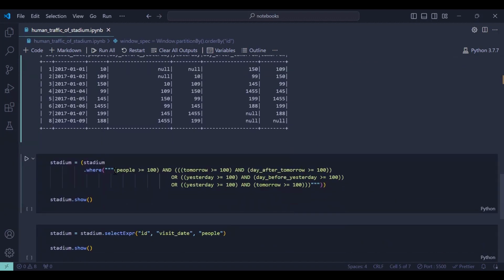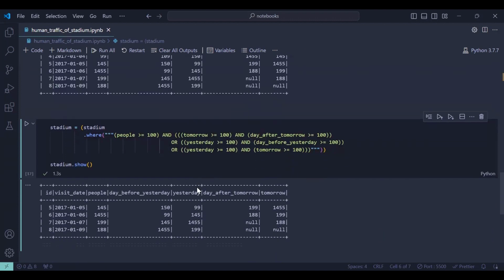So this is the where condition. The first thing we have to check is that the number of people has to be greater than 100. Today has to be greater than or equal to 100. Tomorrow should be greater than or equal to 100 and day after tomorrow greater than or equal to 100. Or it can be yesterday and day before yesterday greater than or equal to 100. Or yesterday and tomorrow greater than or equal to 100. So with today at least 100, any of these three conditions can satisfy our required result. Let's run this one and see the answer.